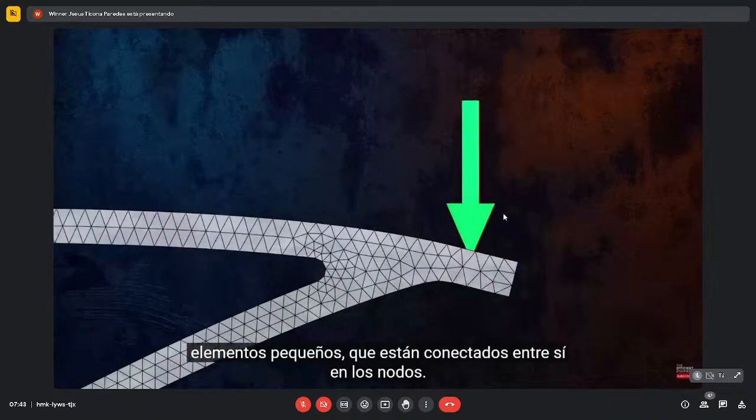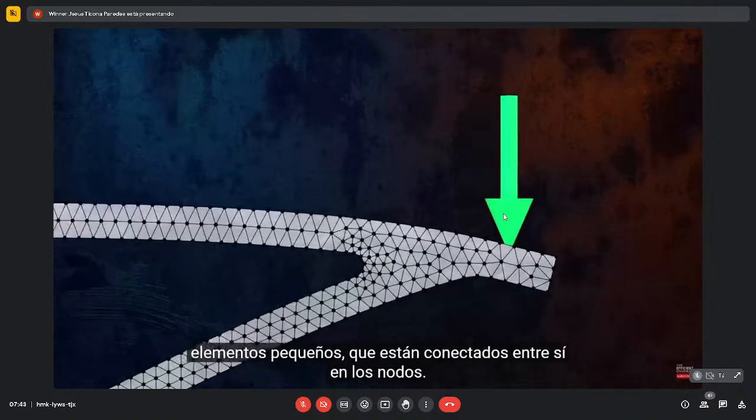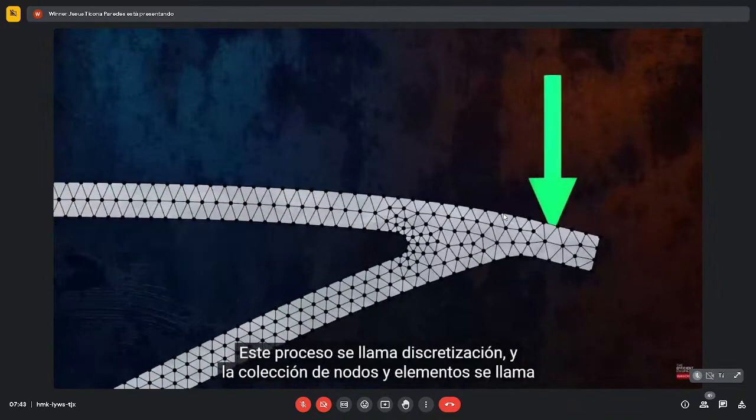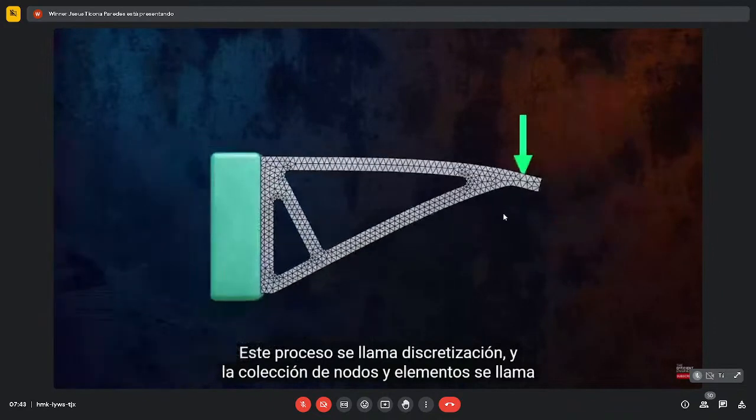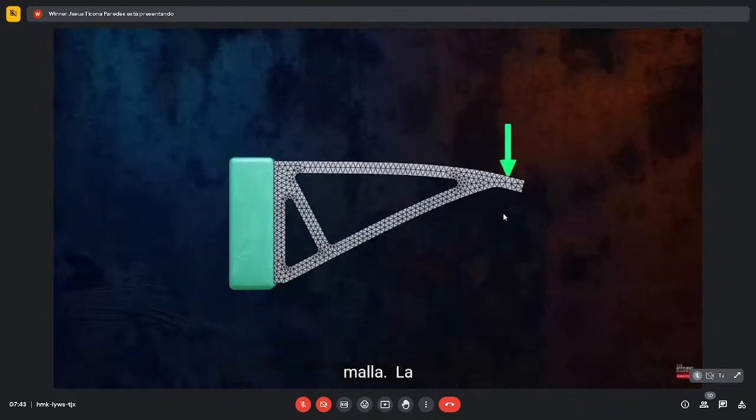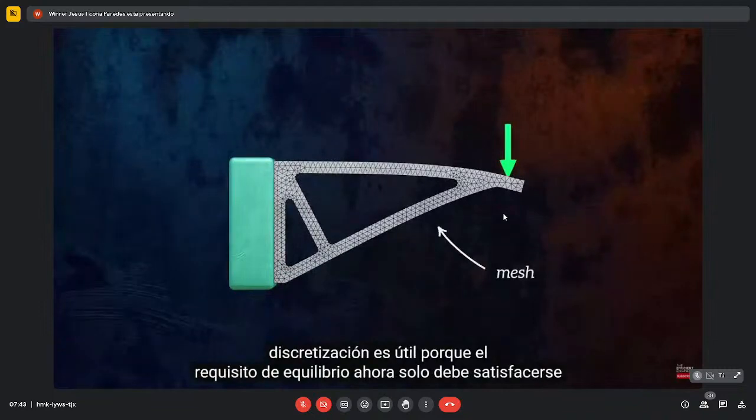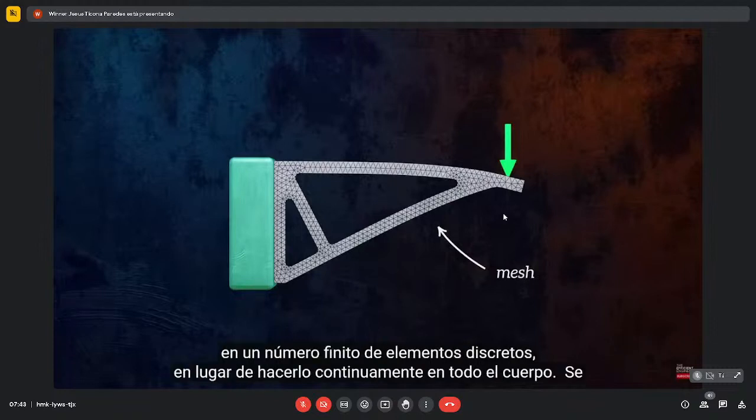are connected together at nodes. This process is called discretization, and the collection of nodes and elements is called the mesh. Discretization is useful because the equilibrium requirement now only needs to be satisfied over a finite number of discrete elements, instead of continuously over the entire body.